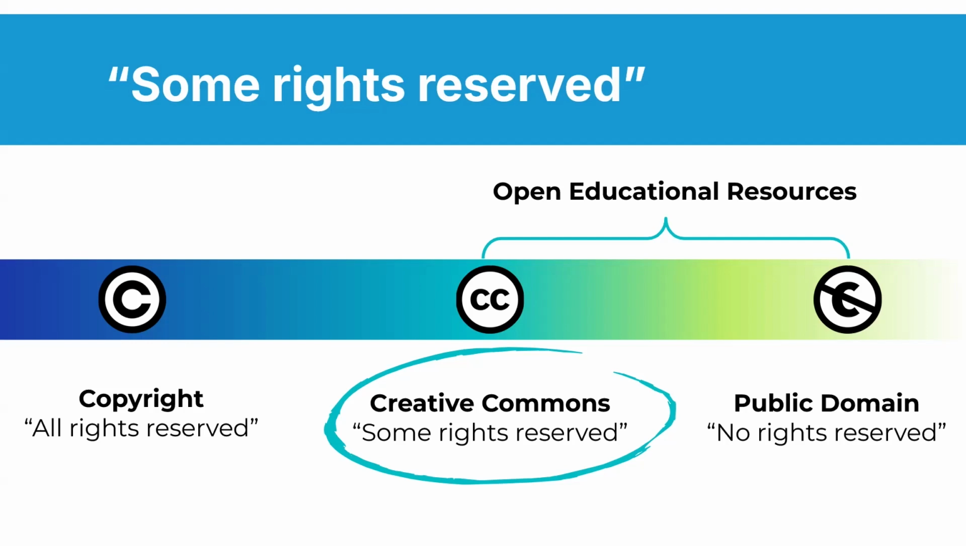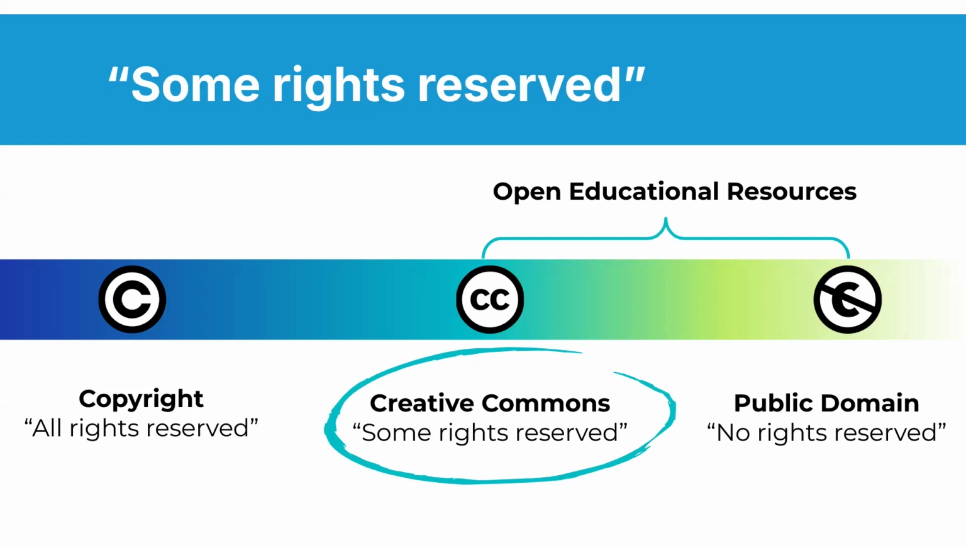This is on part of a spectrum between all rights reserved copyright, where people have to ask for permission every single time or work out a licensing deal with you, like Sony does for the Spider-Man license, for example, or on the other end, public domain, where no rights are reserved and people can reuse works in different ways. That's how we get things like Pride and Prejudice and Zombies, because now that that work is in the public domain, people can reuse it in whatever way they like.